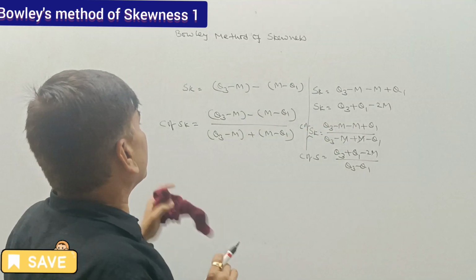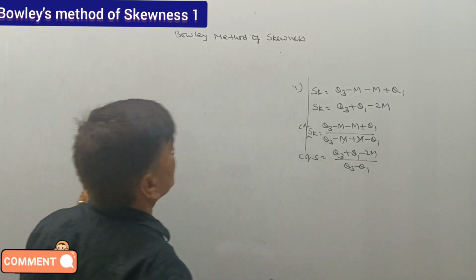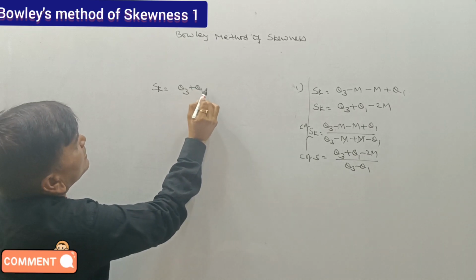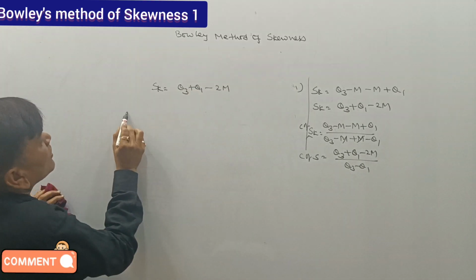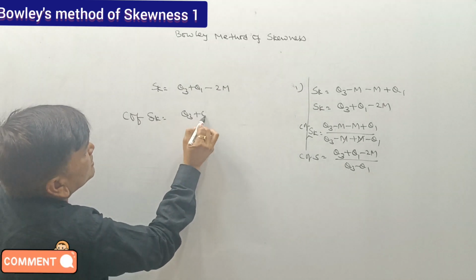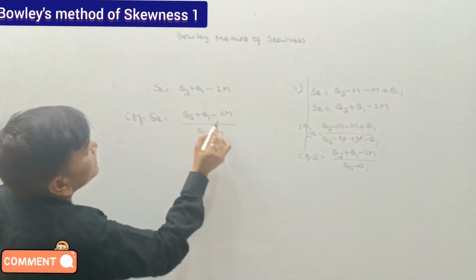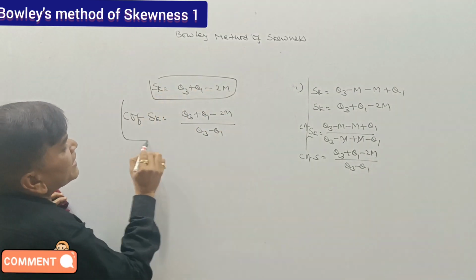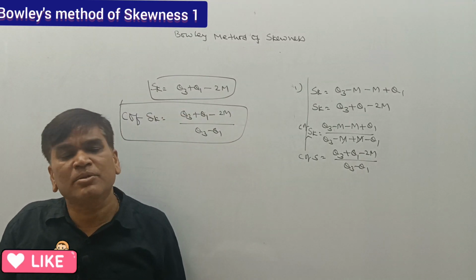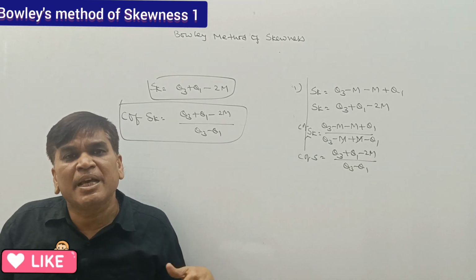So I am writing the real formula for that. That is the Bowley method. If we are to use the Bowley method, then skewness is Q3 plus Q1 minus 2M. The coefficient of skewness is Q3 plus Q1 minus 2M divided by Q3 minus Q1. That formula we have to use while calculating the skewness value with the help of the Bowley method. So I think you may have learned how to calculate skewness with the help of the Bowley method.